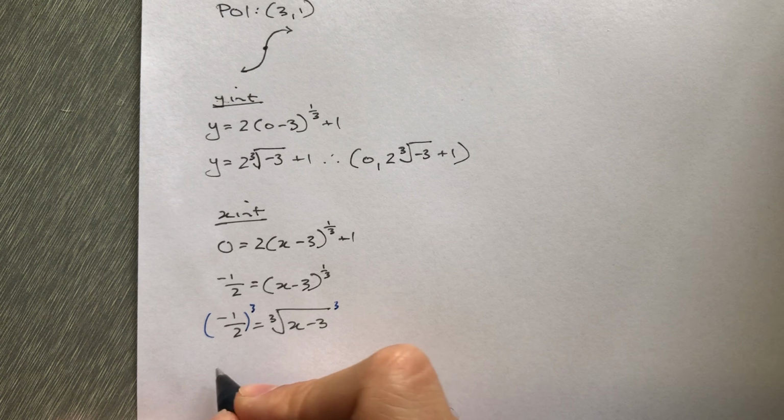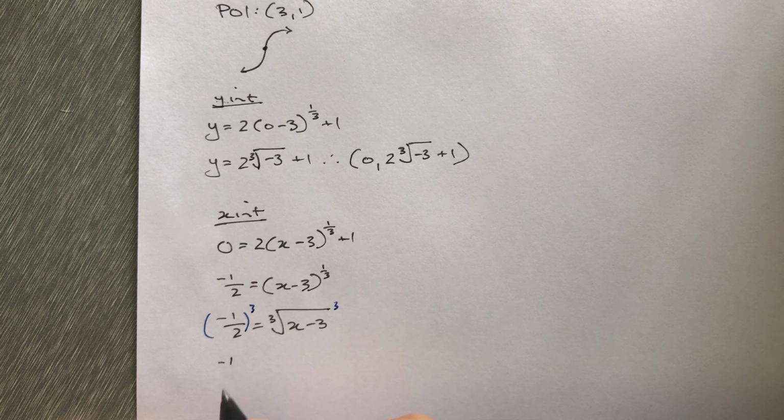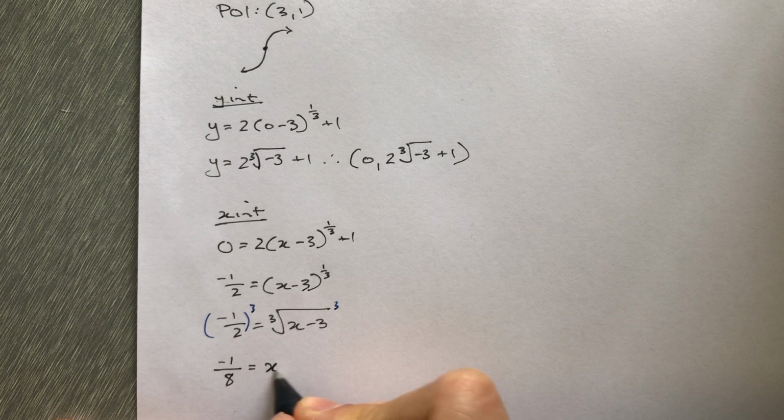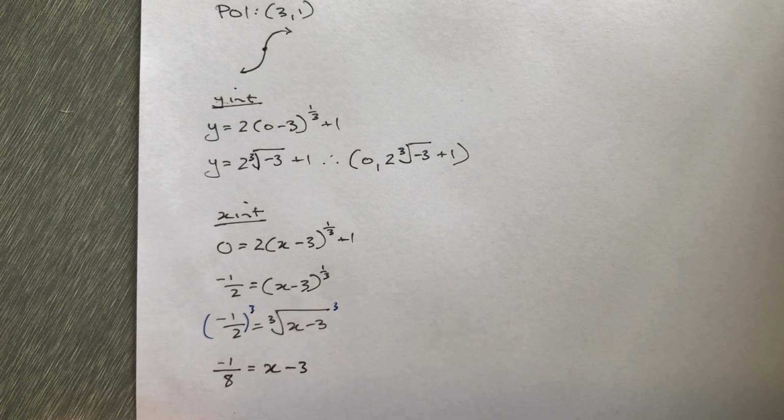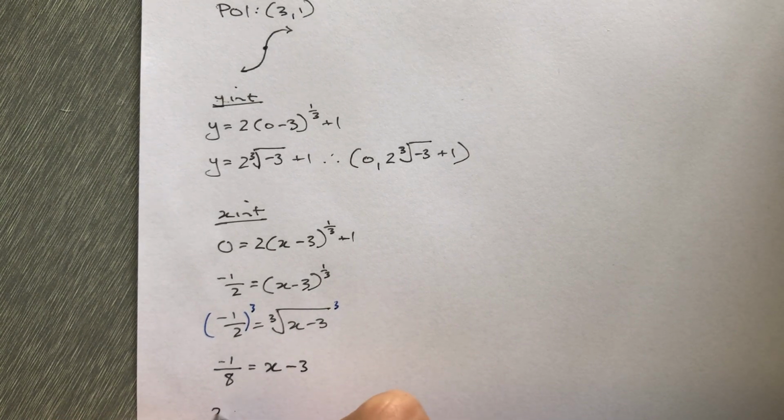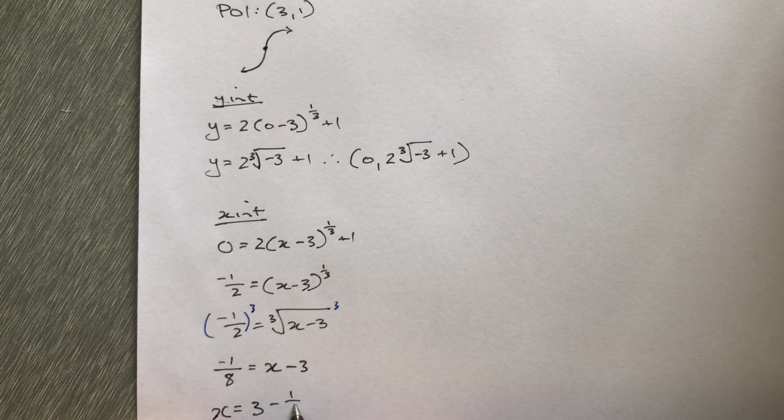Okay, so that's going to give us -1 up the top, -1 times -1 times -1, and that's going to give us 2 times 2 times 2 down the bottom, so that's 8. So -1/8 on that side is x minus 3. Alright, we want to solve for x. So it's going to be 3 minus 1/8.